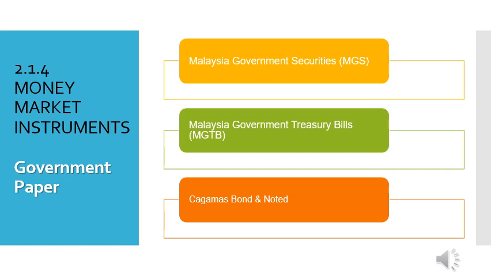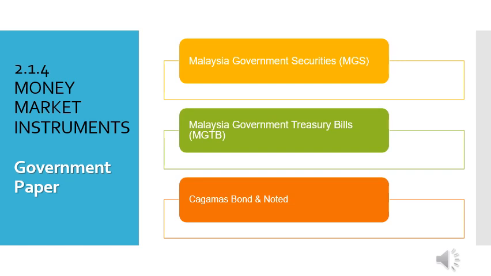Third one is Cagamas notes. These are short-term instruments with maturity between 1 to 12 months, issued at a discount from the face value. The other features of these notes are similar to those of Malaysian treasury bills. They are redeemable at their nominal value upon maturity.